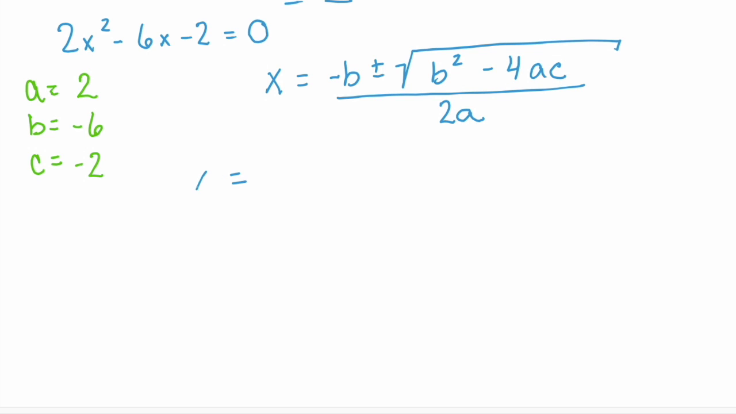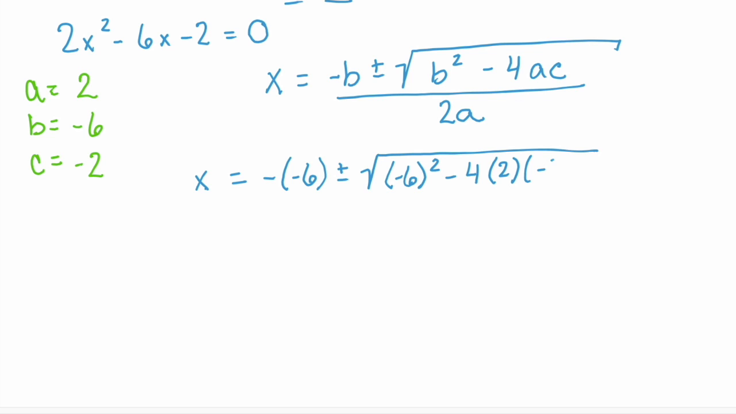For us, negative b is a negative 6. Plus or minus b squared is negative 6 squared minus 4 times 2 times negative 2 over 2 times 2. Then we start simplifying.